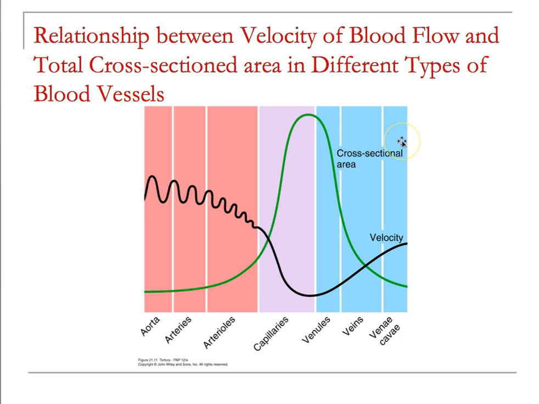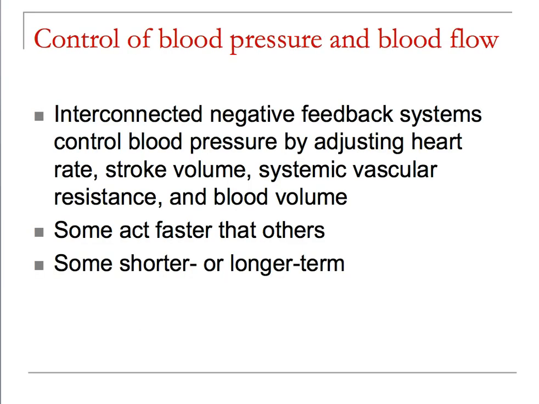Okay, there's a relationship between velocity of blood flow and total cross-sectional area. Notice what's going to happen here: cross-sectional area increases as you go into a capillary bed. This is how you get diffusion to occur. You have more tributaries for the fluid to move through, and the pressure is dropping, so it allows it to move out easily, which is an engineering feat in and of itself.